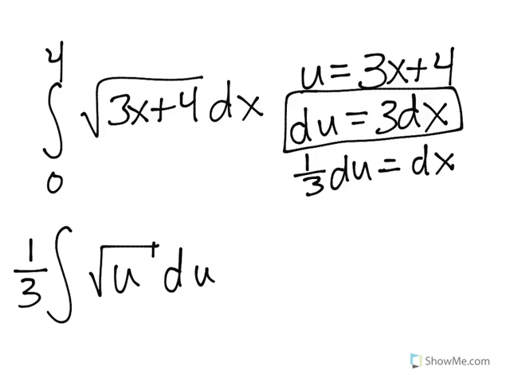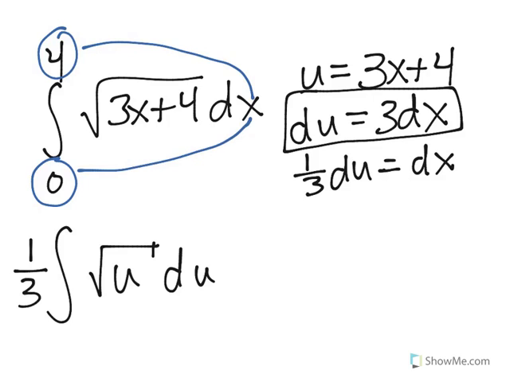Now, you'll notice that I've left off the limits of integration, and the reason is because these limits of integration, 0 and 4, are for the variable x. And this new variable that we have is u. So what we need to do is figure out what our new limits of integration are.